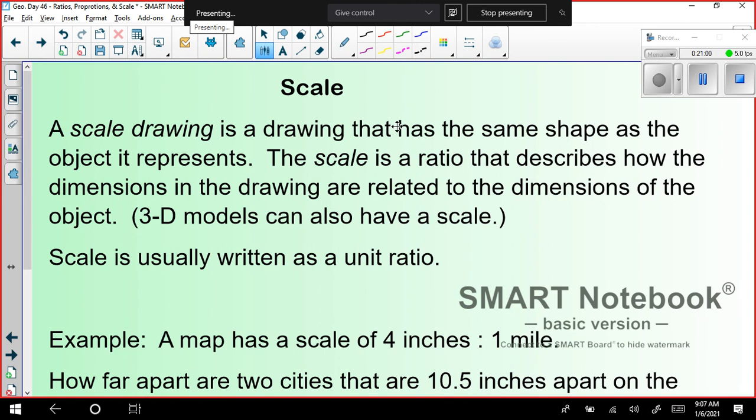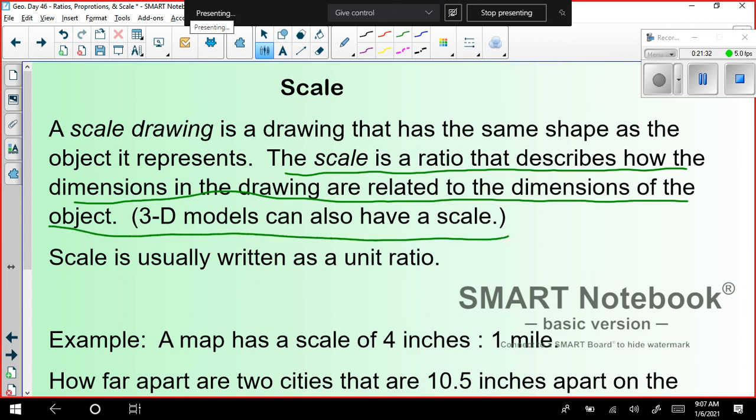We saw what a ratio was, we saw what a proportion was. We are seeing the next terminology, scale. A scale drawing is a drawing that has the same shape as the object it represents. The scale is the ratio that describes how the dimensions in the drawing are related to the dimensions in the object.